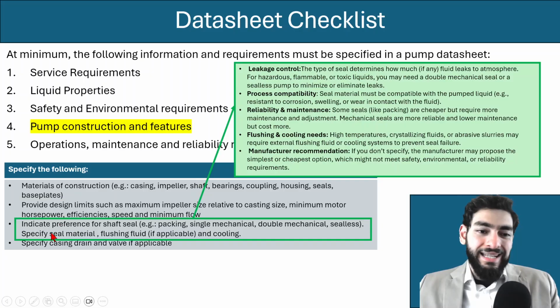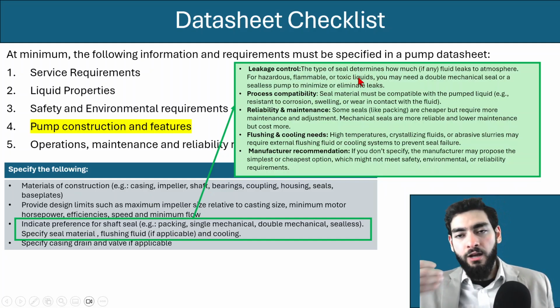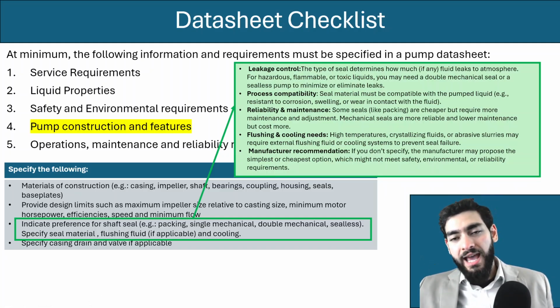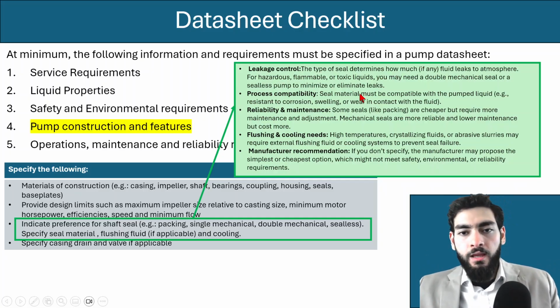You want to also indicate your preference for a shaft seal. So that is mainly for leakage control. The type of seal determines how much, if any, fluid leaks to the atmosphere. So for hazardous, flammable, or toxic liquids, you may need a double seal or a sealless pump to minimize or eliminate leaks completely. You also want to make sure that the seal material that's used is compatible with your process.